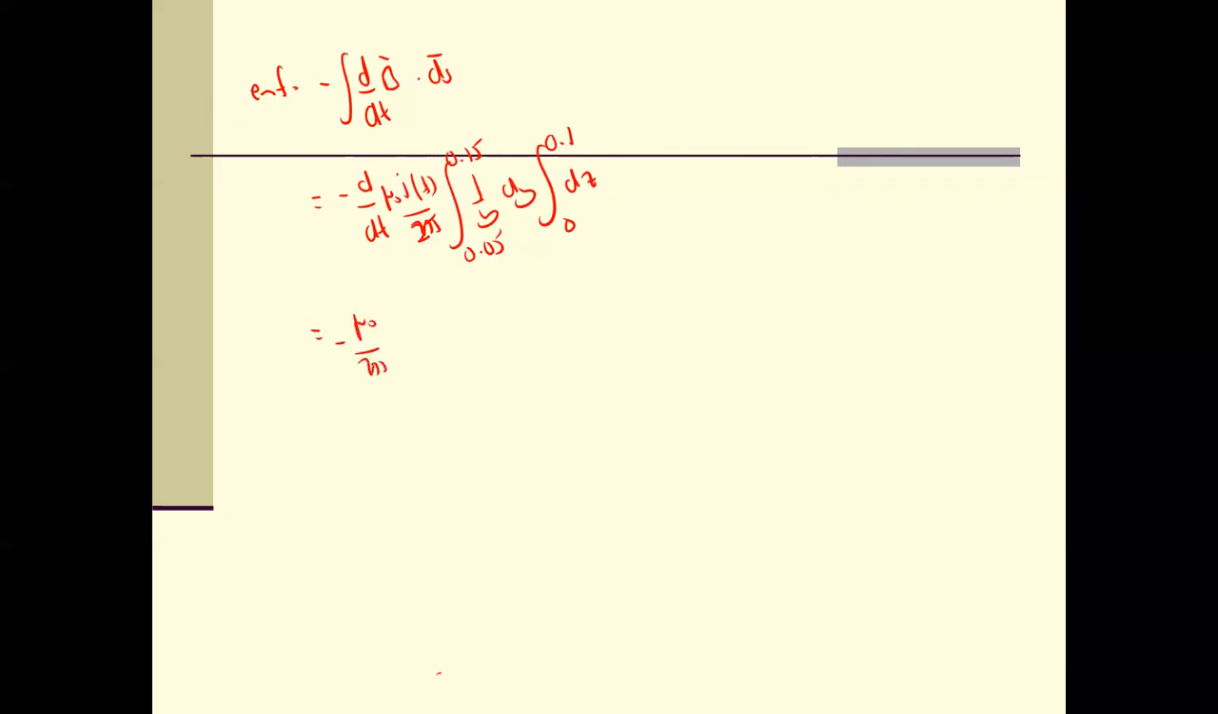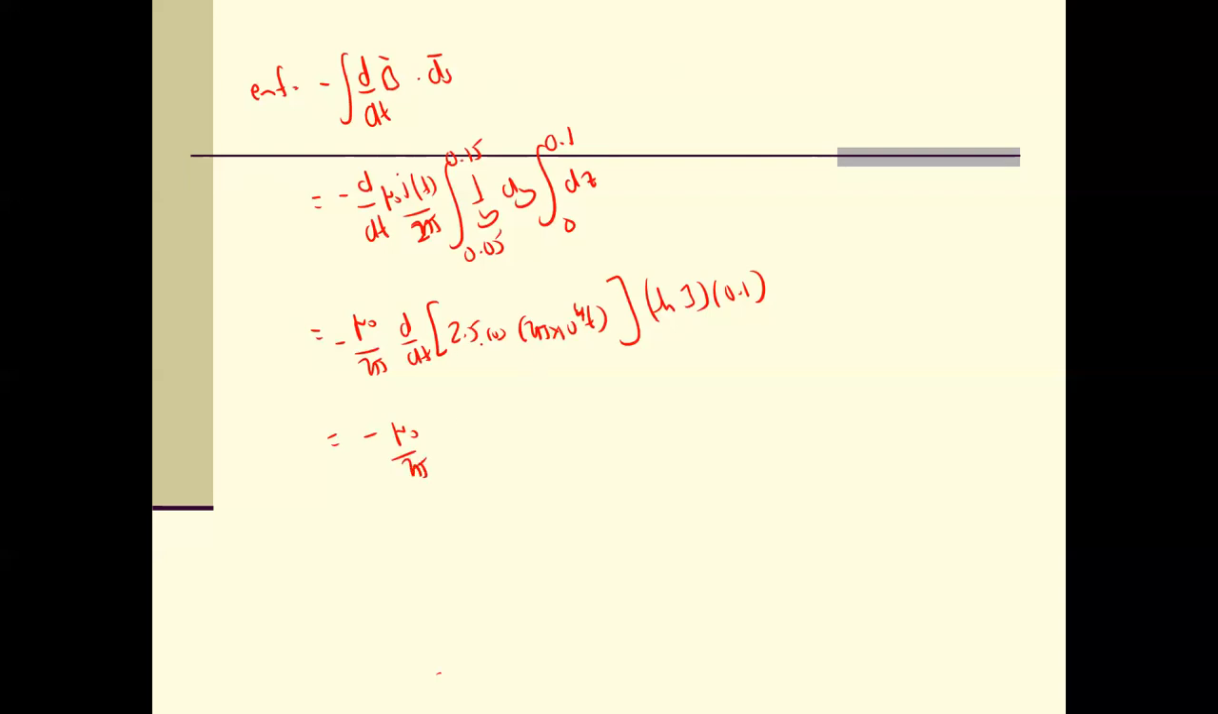So the EMF should be equal to negative integration of d over dt of B dot dS. So we're going to have negative d over dt of μ0 I(t) over 2π, 1 over y dy and dz. I think you have seen it before. So this will be 0.05 to 0.15, and that from 0 to 0.1. So we're going to have negative μ0 over 2π d over dt of the value of I(t), which is 2.5 cosine of 2π times 10 to the power of 4 t. This integration will give us ln of 3 times 0.1.